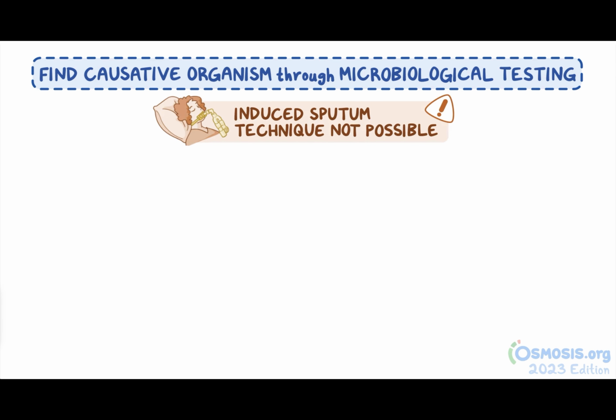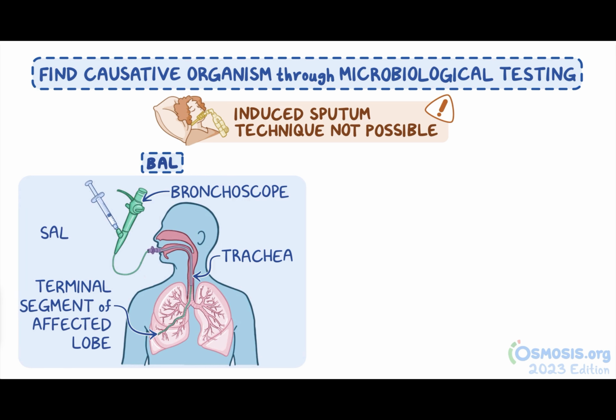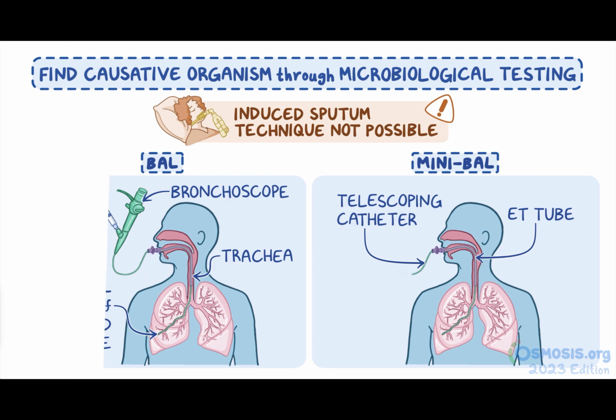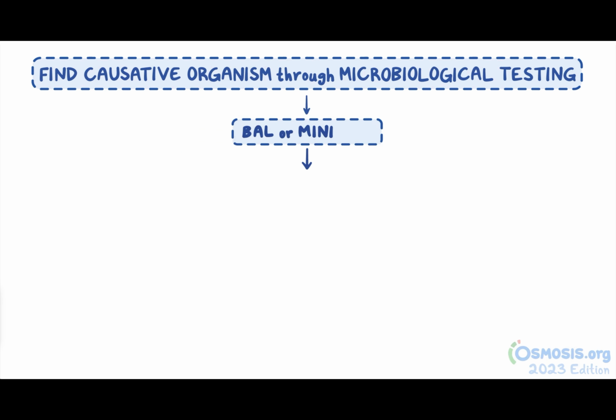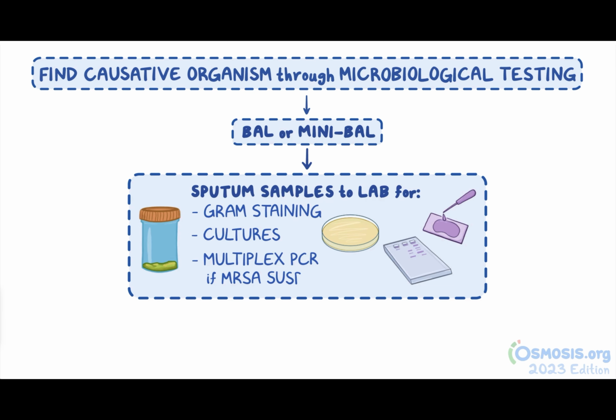Alternative techniques to collect sputum include bronchoalveolar lavage, or BAL for short, and mini-BAL. In BAL, a bronchoscope is inserted through the trachea into the lungs to reach a terminal segment of the affected lung lobe, inject sterile saline, and then suction a sample. On the other hand, in mini-BAL, a telescoping catheter is inserted through the endotracheal tube into the lower airways to obtain a sample. Regardless of the collection technique, you'll send the sputum samples to the laboratory for gram staining, cultures, and possibly multiplex PCR studies if MRSA is suspected.